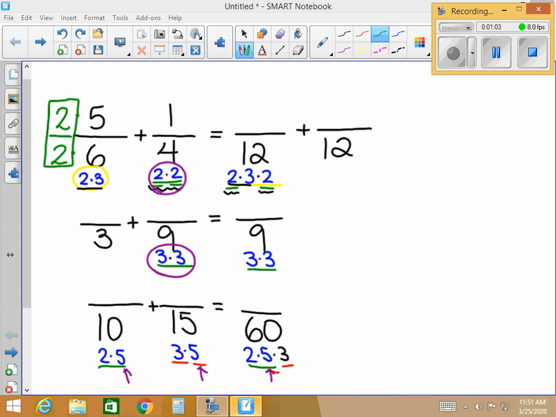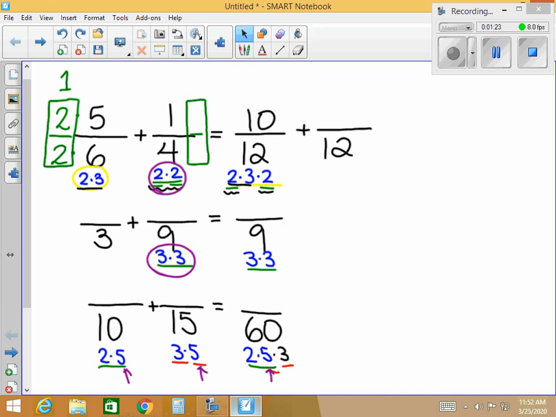Because if I just multiply something by 2/2, 2/2 is equivalent to 1. Multiplying a number times 1 does not change its value, but it does change its appearance. And we've done this before, and we'll do it again. So 5/6 becomes 10/12. If I have 1/4, and I need to get to 12, 4 times 3 is 12. So if I put a 3 on the bottom, I have to put a 3 on the top. 1 times 3 is 3. I have 10/12 plus 3/12.